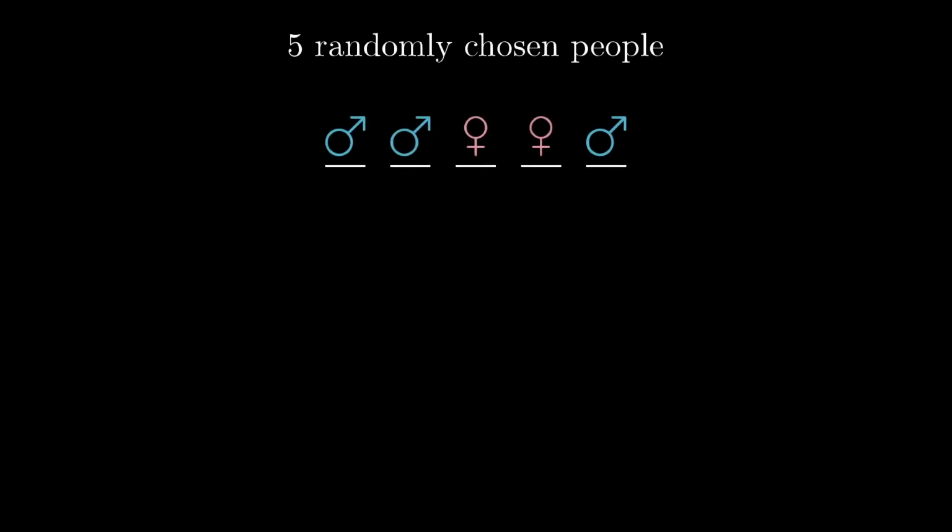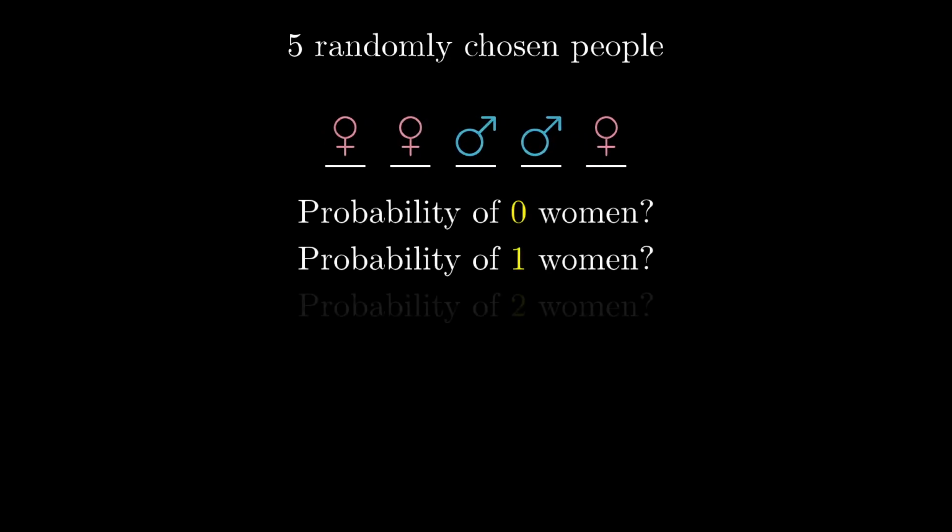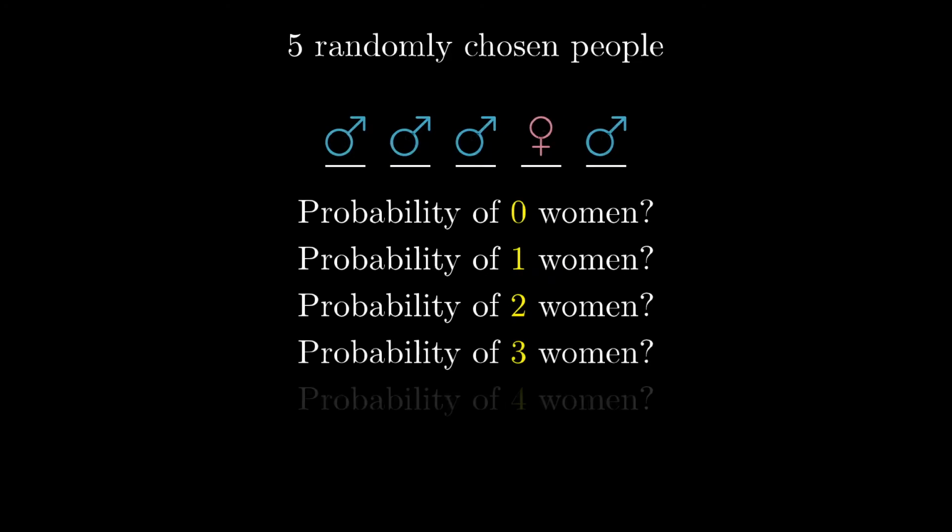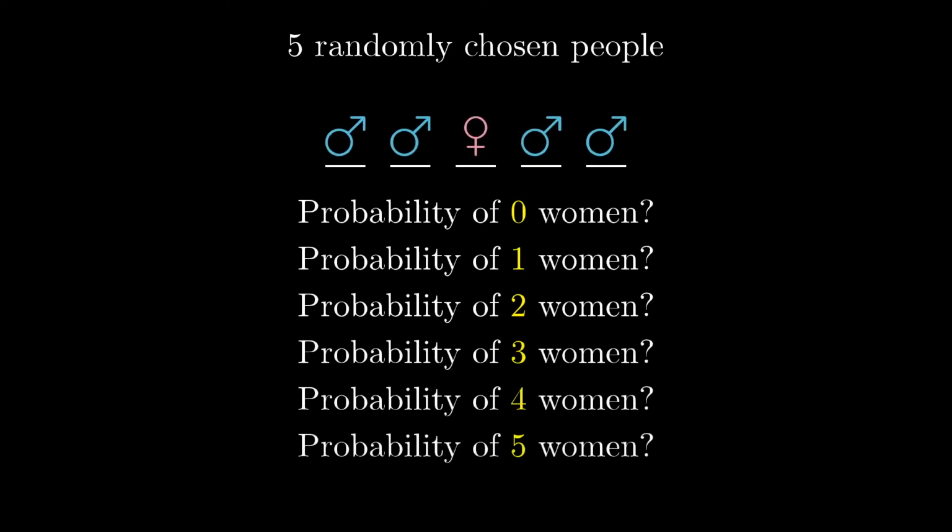To give an actual probability example, suppose you choose 5 people at random. And for the moment, let's say that each one has an equal chance of being a man or a woman, independent of the other choices. And what you want to know is the probabilities that your randomly selected group will have 0 women, that it'll have exactly 1 woman, that it'll have exactly 2 women, etc.